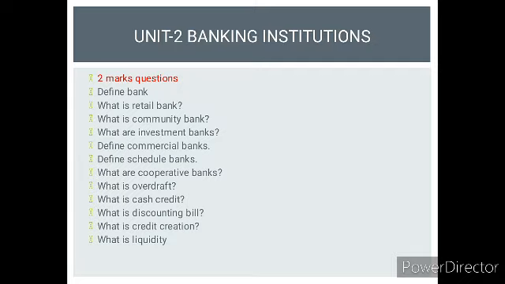The second unit is purely about banking institutions. It is the first branch of a financial system, that is, financial institutions. Under financial institutions we have banking institutions and non-banking financial institutions. So in the second unit we'll study banking institutions. What is the meaning of bank? A bank is a place where they accept deposits and lend loans.